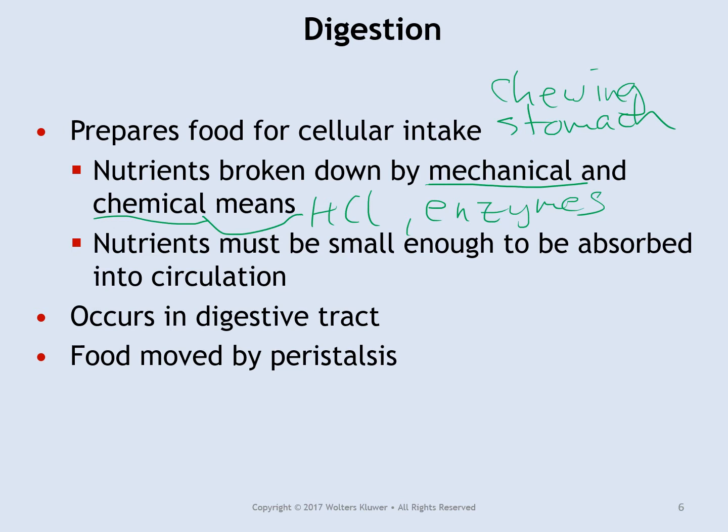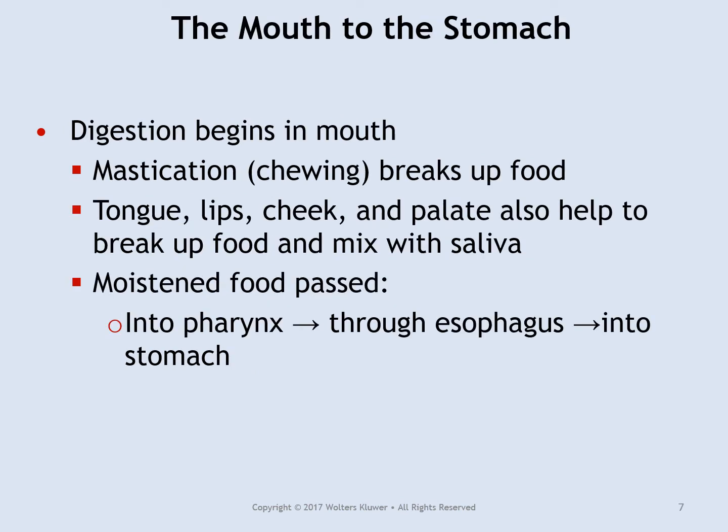This occurs in your digestive tract. Obviously, food is moved through your digestive tract via peristalsis, which are these kind of wave-like contractions of muscle. Imagine, if you will, a snake swallowing something whole. That's a good example of peristalsis. Digestion begins in the mouth. We see both chemical and mechanical digestion in the mouth.